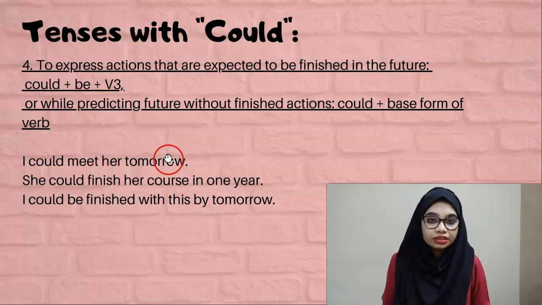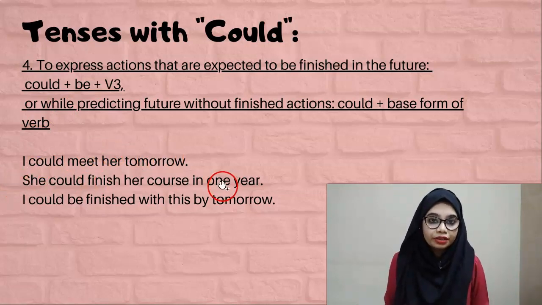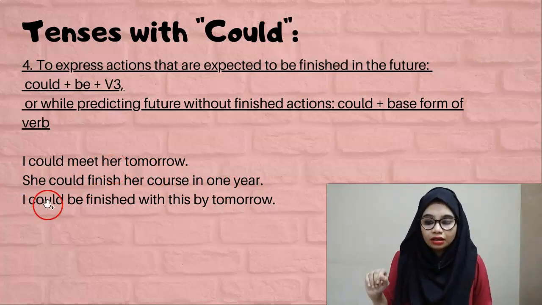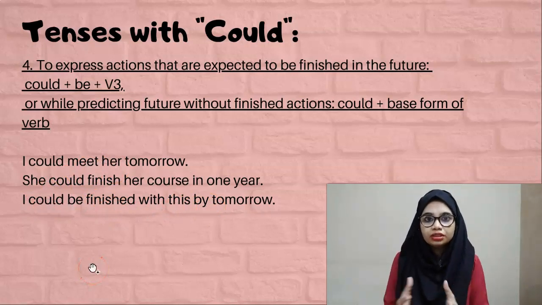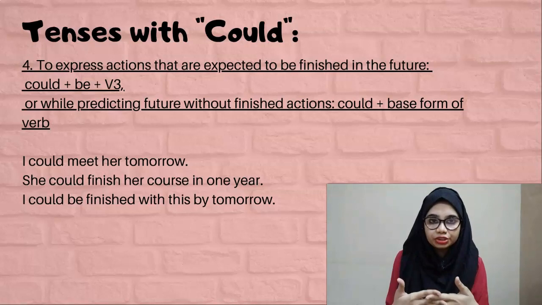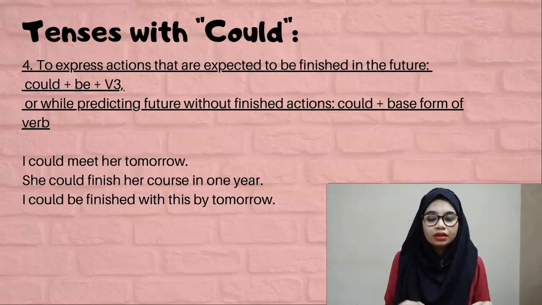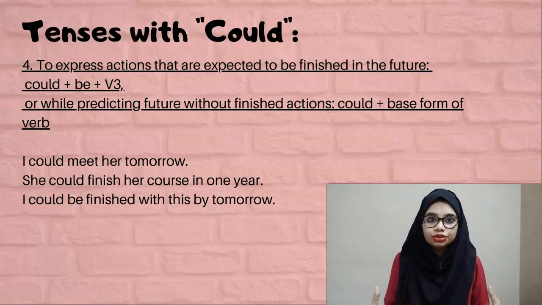I could meet her tomorrow. She could finish her course in 1 year. So both of these fall into the second sentence framing. I could be finished with this by tomorrow. So here we are specifically talking about could with an action that we expect to be finished. So she could be finished with this by tomorrow. This is one way of making sentences with could in the future tense.